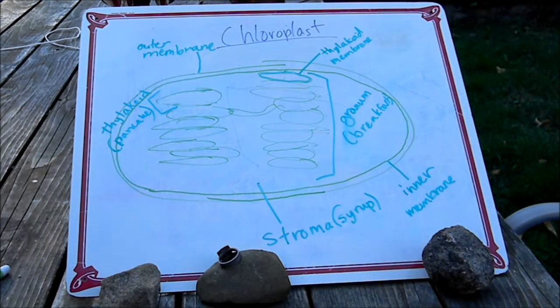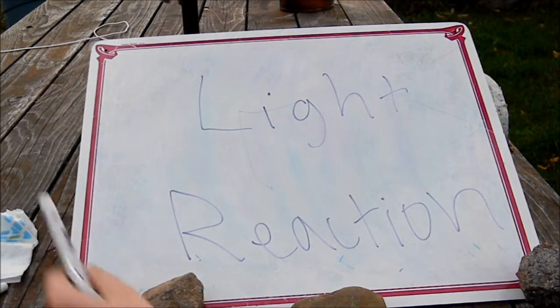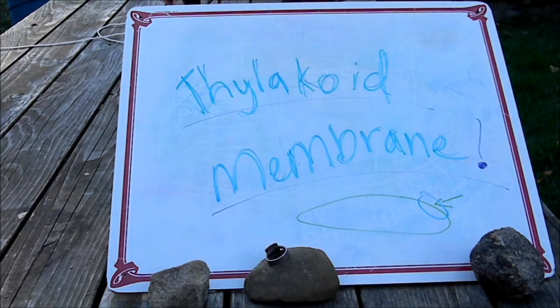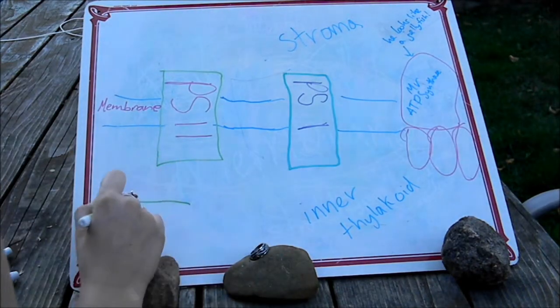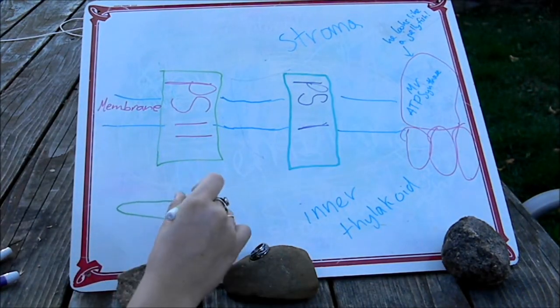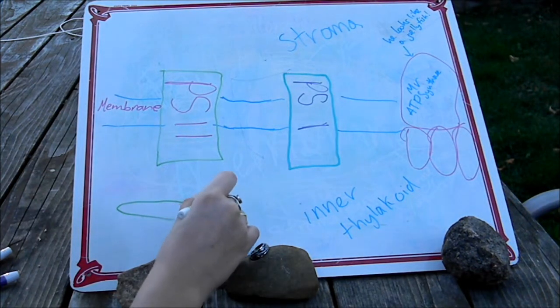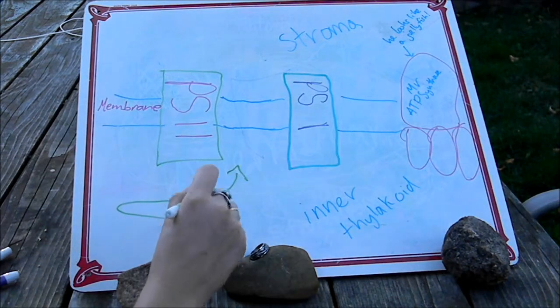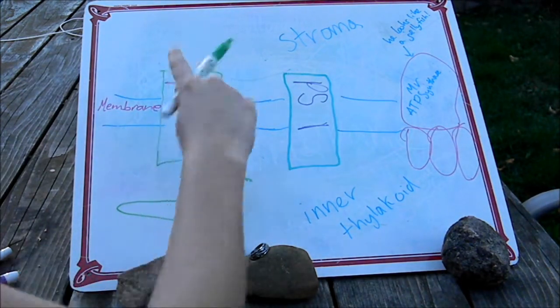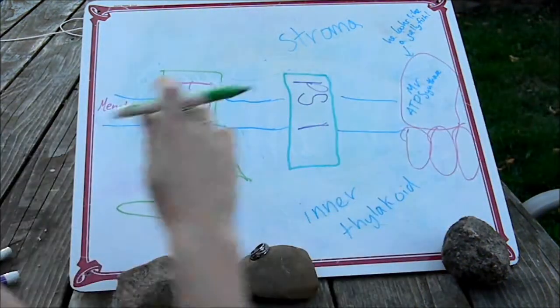Yay! The light reaction. And now we go to the thylakoid membrane, where stuff happens. Okay, so what we're looking at right here, the bigger picture, is a magnified vision of the thylakoid membrane, which is a small segment of what I am drawing right now. So that's what that is.